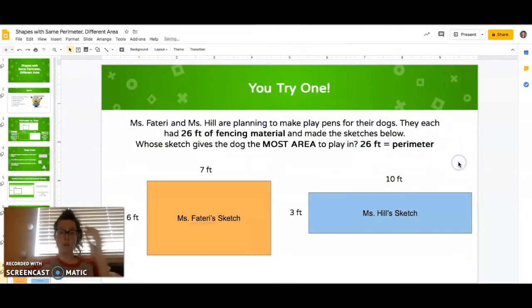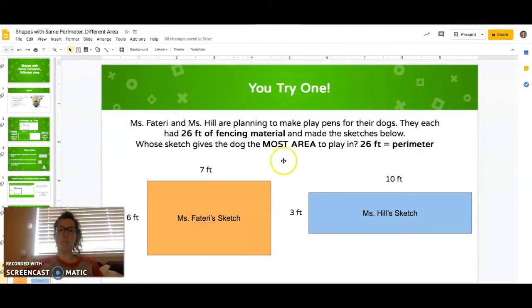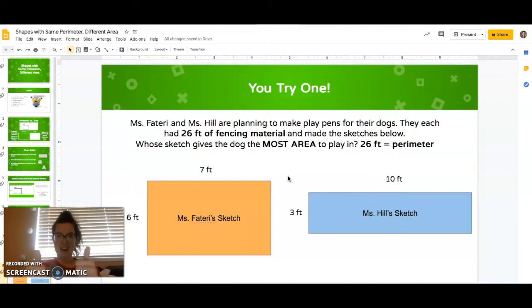It's going to be your job to find the shape that has the most area, okay? So I would encourage you to pause the video right now, grab a piece of paper, a sticky note, a napkin, and try it out on your own. When you're done, you can come back to the video and watch the next part where I'll go over the problem. You got it.